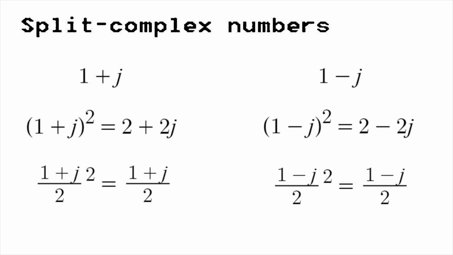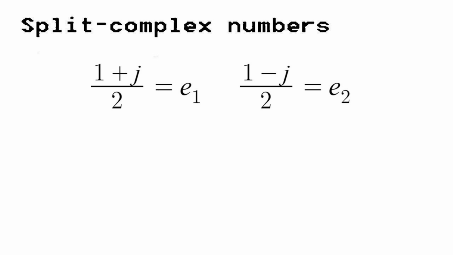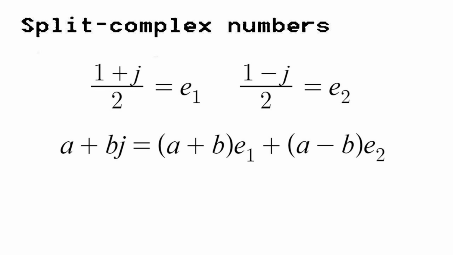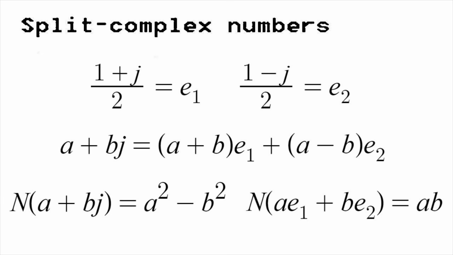called the diagonal basis. That is, if you let the split complex (1 + j)/2 equal E1 and (1 - j)/2 equal E2, then you can write any a + bj as (a + b)E1 + (a - b)E2. The diagonal basis is just another way of composing the split complex numbers, and it makes some things a whole lot easier. For instance, where n(a + bj) equals a squared minus b squared, n(aE1 + bE2) just equals ab, which certainly looks simpler.